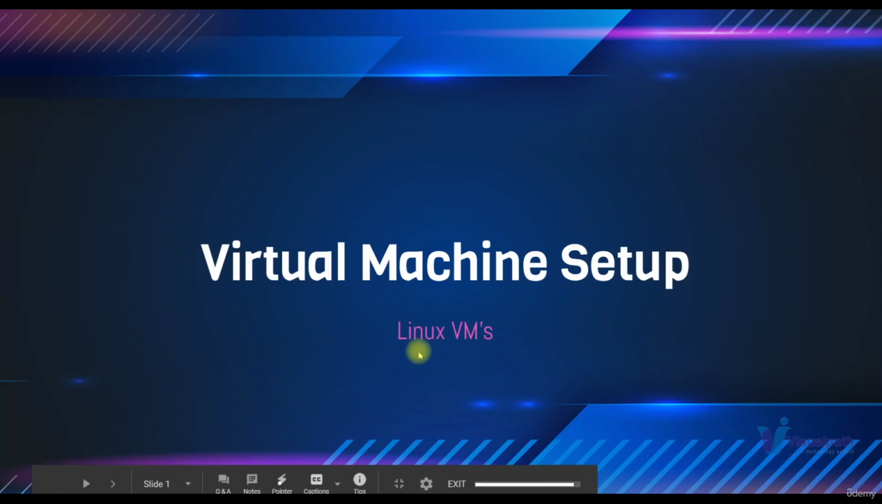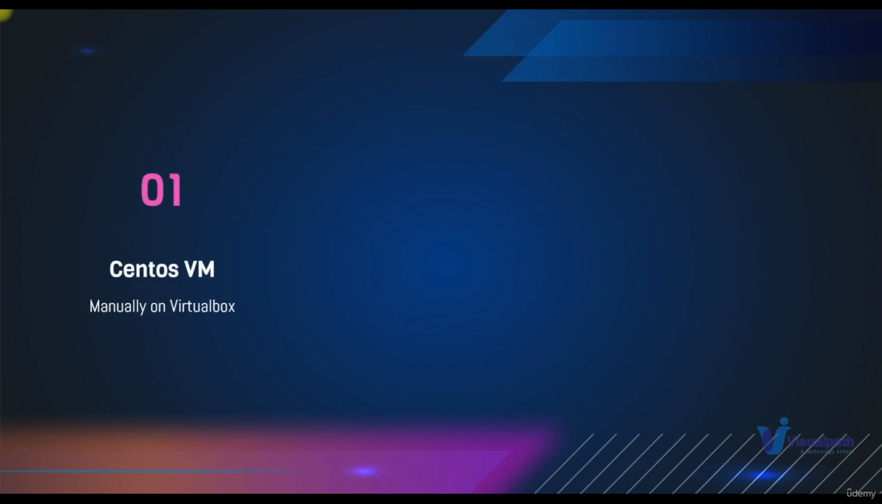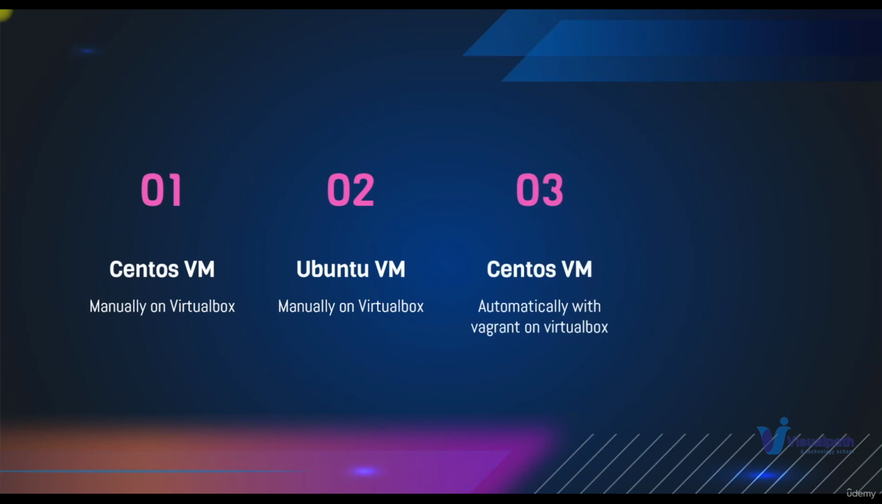Hello and welcome. In this video, we will be seeing how to set up virtual machines, more specifically Linux virtual machines. So first we'll set up a CentOS VM manually on VirtualBox. Then we'll set up an Ubuntu VM manually on VirtualBox. Third, we'll do CentOS VM again, but this time it will be automatically with Vagrant on VirtualBox. Fourth, Ubuntu VM automatically by using Vagrant on VirtualBox. So these four things we are going to do in this session.